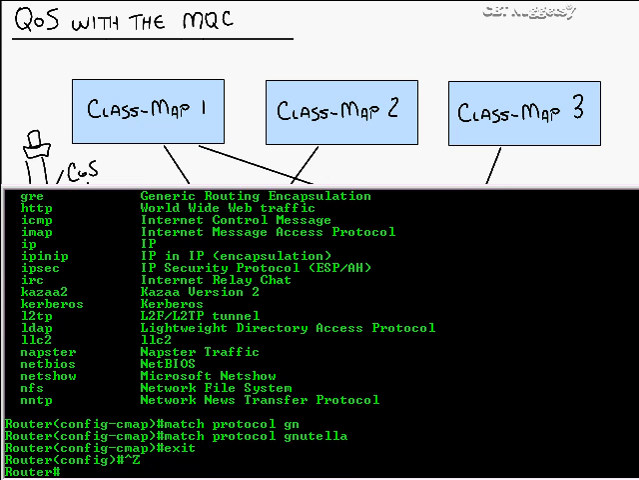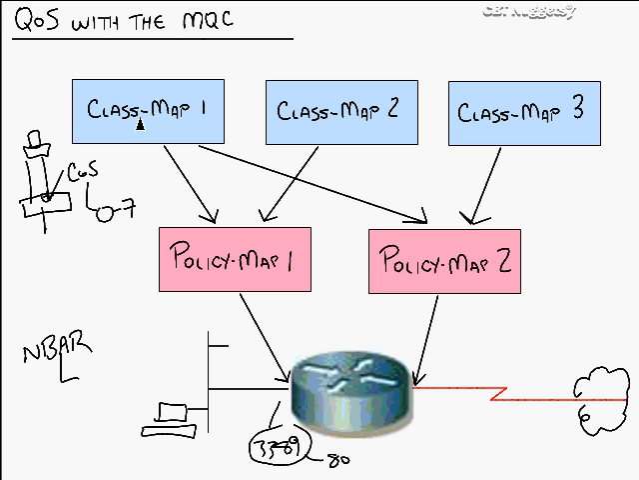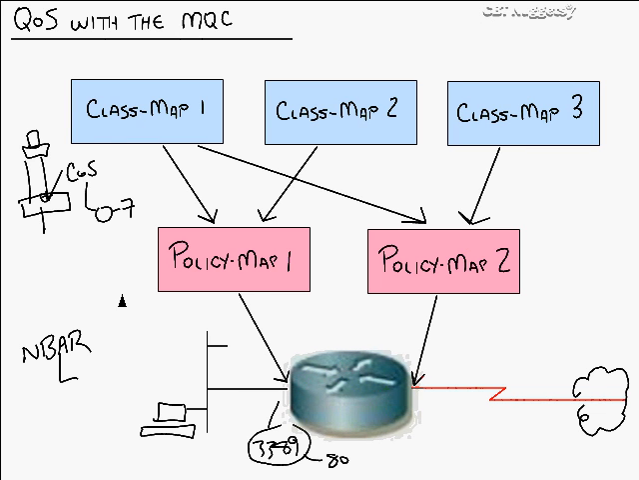Enter the next major part of quality of service. Now that I've classified them, that's what that match keyword is. You can almost think of this as a match map. After I've classified them, I now need to mark them. Let me clean all the gibberish off this whiteboard so I can have a little writing space.